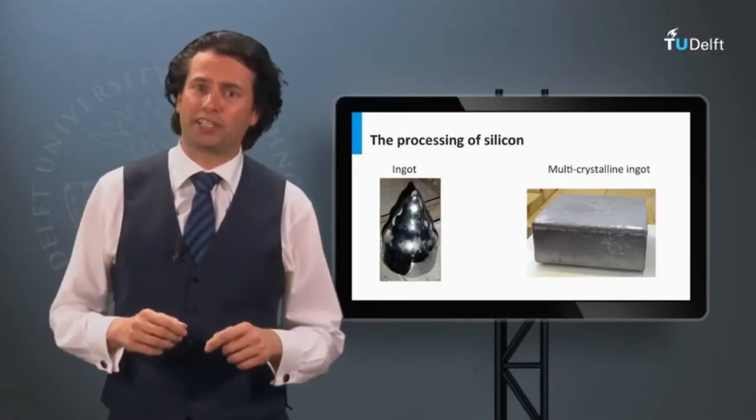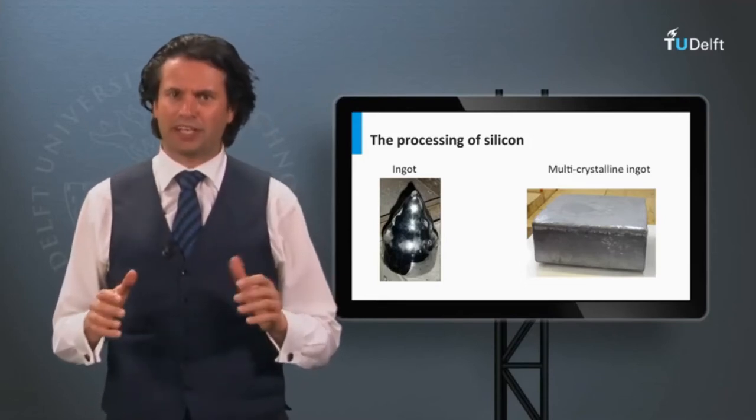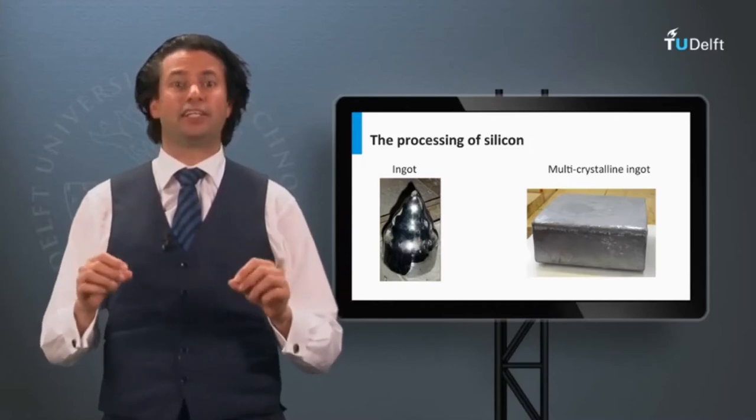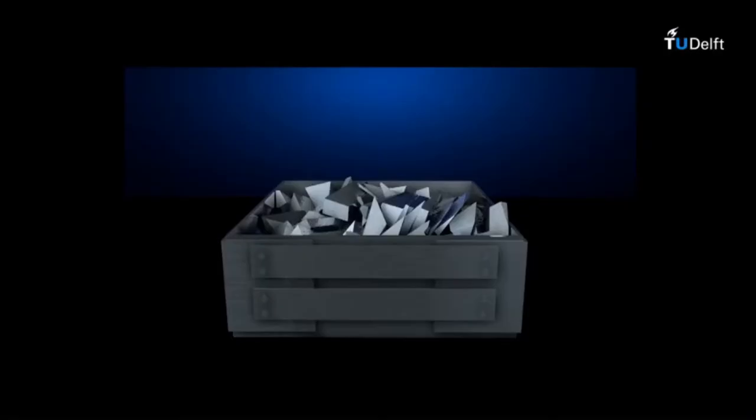Next to monocrystalline silicon ingots, multicrystalline silicon ingots can be processed as well, as you can see in the next animation. Multicrystalline and polycrystalline silicon consist of many small crystalline grains. This can be made by melting highly purified silicon in a dedicated crucible and pouring the molten silicon in a cubic shaped growth crucible. Here, the molten silicon solidifies into multicrystalline ingots. This process is called silicon casting.